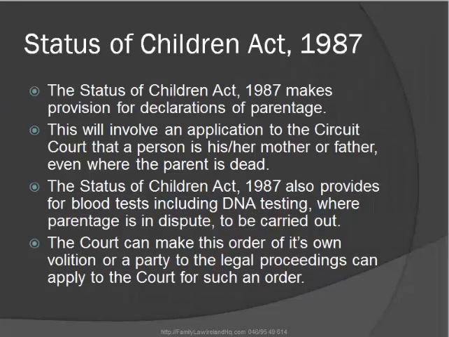The Status of Children Act 1987 makes provisions for declarations of parentage. This will simply involve an application to the circuit court, not the district court, that a person is his or her mother or father, even where the parent is dead. The Act also provides for blood tests, including DNA testing, where parentage is in dispute, to be carried out. The court can make this order of its own volition, or a party to the legal proceedings can apply to the court for such an order.